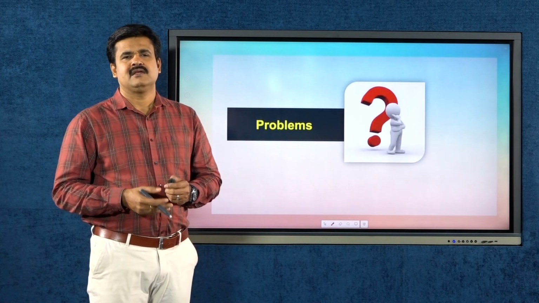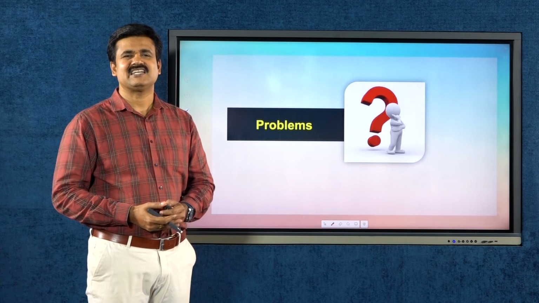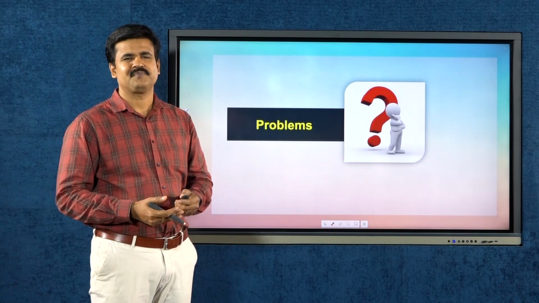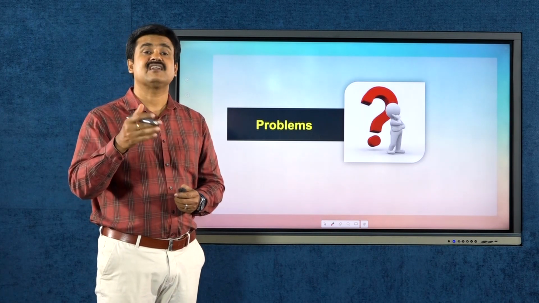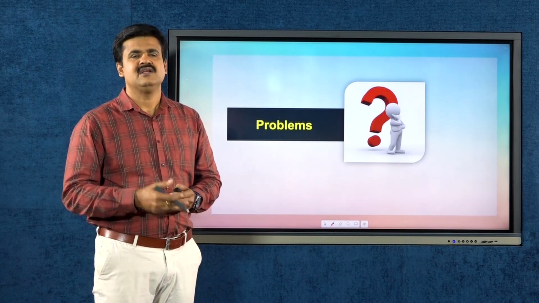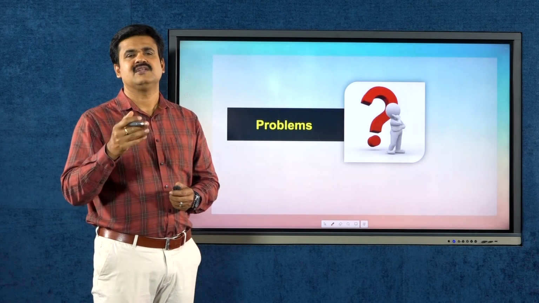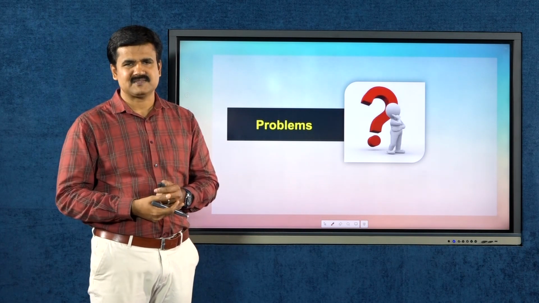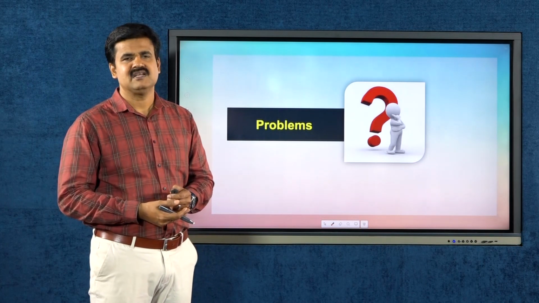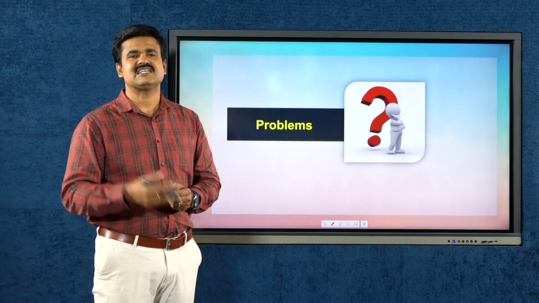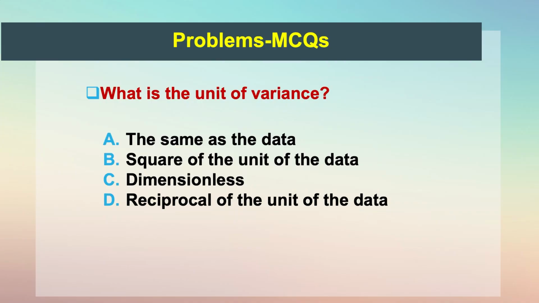Now, we can have some problems associated with the statistical techniques we have passed through. We now have several statistical methods and their expressions with us, so we have to use those expressions to find the answers to the following problems. Let us enter into some MCQ based problems which deal with the concepts that we learned associated with the statistical representation of precision. The first question in front of you is this one: what is the unit of variance? The options are: the same as the data, the square of the unit of the data, dimensionless, that is there is no unit, reciprocal of the unit of the data.